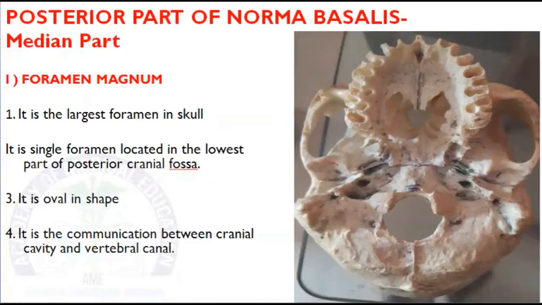In the posterior part of norma basilis view, median part, the first structure is the foramen magnum. This is the foramen magnum, the big foramen that you are seeing. It is the largest foramen in the skull. It is a single foramen located in the lowest part of the posterior cranial fossa. It is oval in shape. It is the communication between the cranial cavity and the vertebral canal.